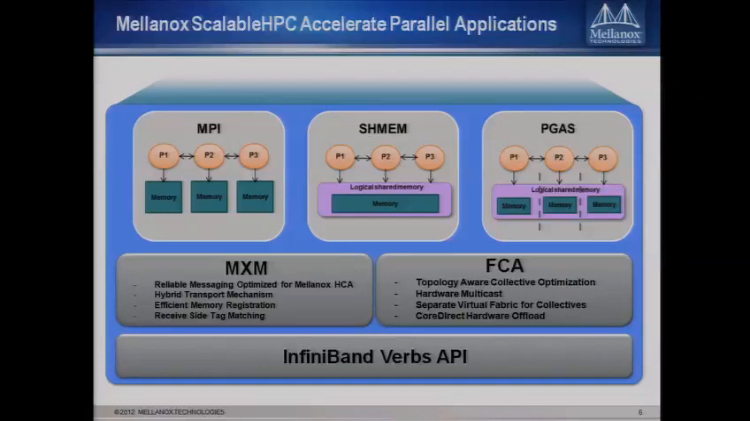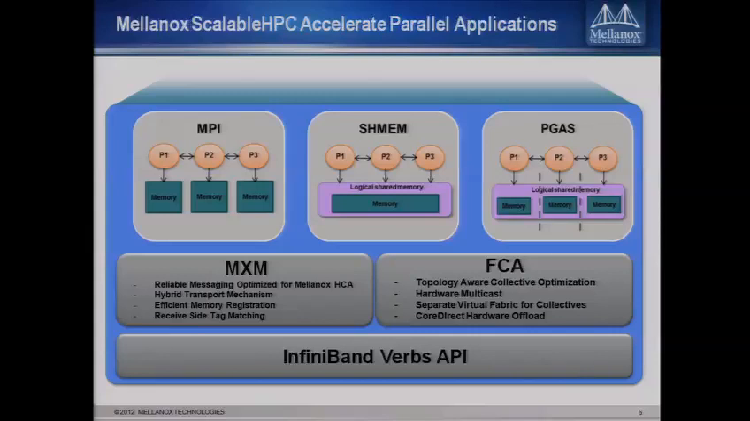This is really made up of two different accelerators. The first is called MXM. This is Mellanox Messaging. This is providing accelerations for the underlying send and receive messages that the MPIs and the SHMEM programs use. It has a number of features within it. It provides reliable messaging optimized for Mellanox HCAs. It provides a hybrid transport mechanism. So depending on the scale of the cluster and the size of the jobs, we can select different transport modes that best match the type of scale that's being used.